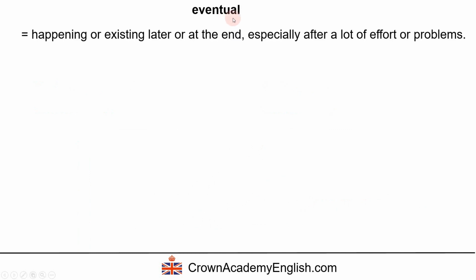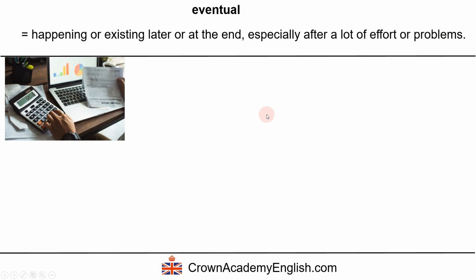Eventual. And this means happening or existing later or at the end, especially after a lot of effort or problems. So this means that there is a long process of something, okay? So something happens and there's a lot of work, a lot of effort, and perhaps a few problems. And then at the end, the conclusion of that is something happens. There is a conclusion at the end.